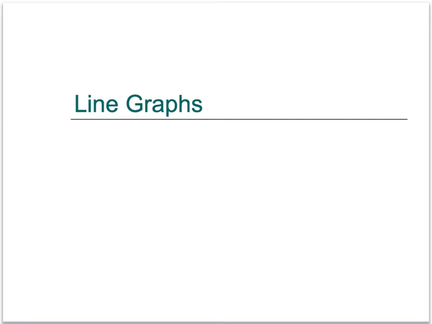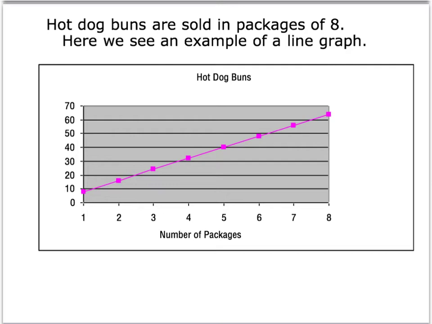In this lesson, we're going to take a look at line graphs. This here is a line graph. And what we have done is that we know that hot dog buns are sold in packages of 8, and this is our example of a line graph. So the line graph does have a title. It's talking about hot dog buns.